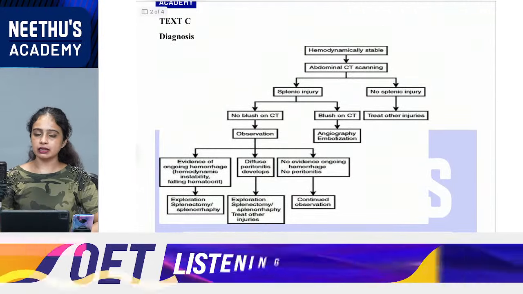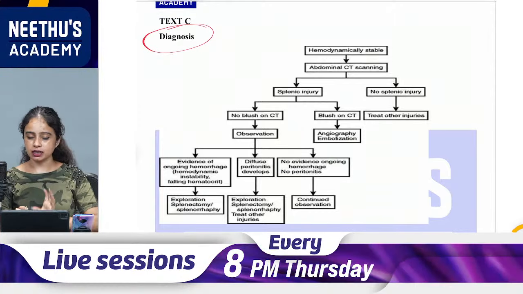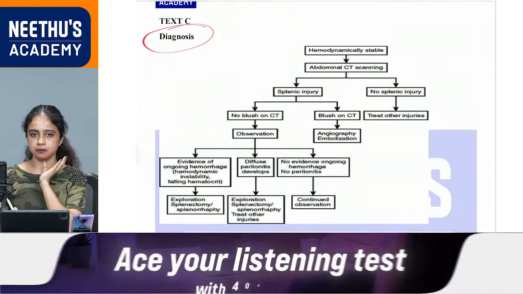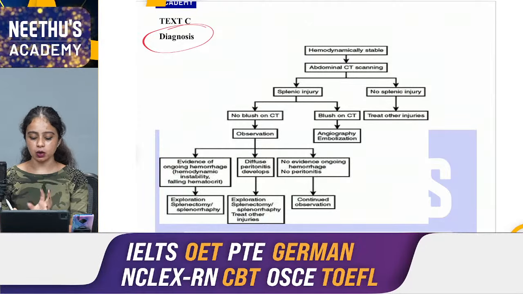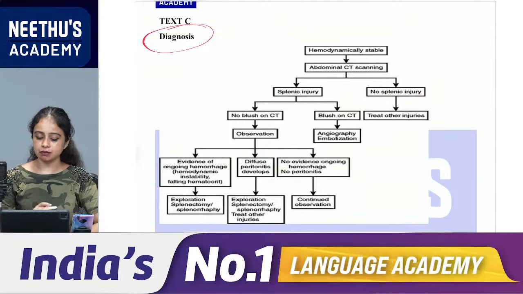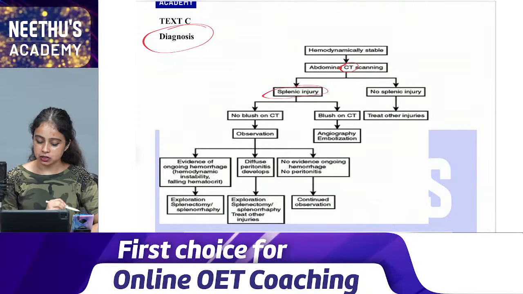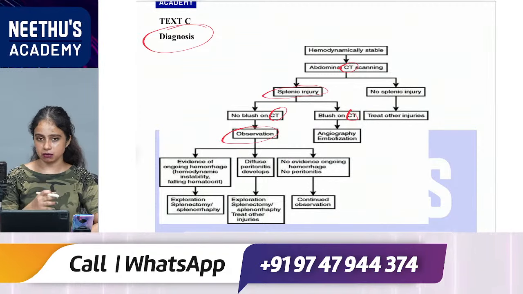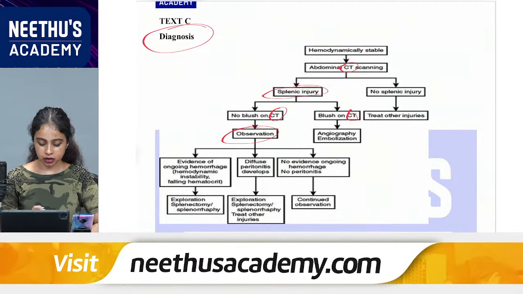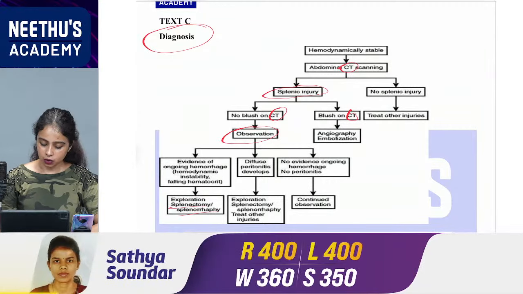Then we have a pictorial in text C. It's all about the diagnosis. Okay, so we have a lot of important words here. Just look carefully at this diagram. You can give just a few seconds for a close look at this particular diagram. So here they have mentioned hemodynamically stable, then abdominal CT scanning, then splenic injury, I'm just marking, blush on CT. Okay, observation is mentioned here, that is related to clinical observation. I mean, yes, the word for experiments. Okay, yes, then splenectomy, splenography. Okay, so these are my keywords from text C.